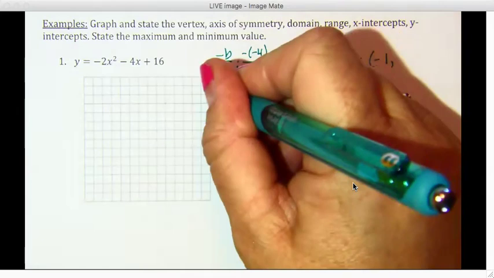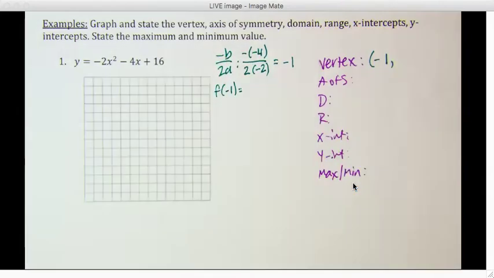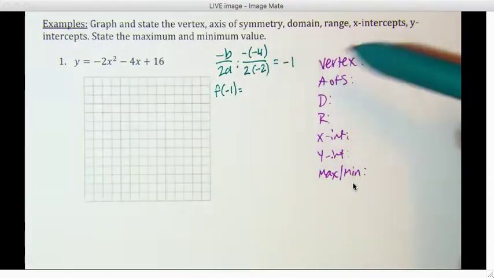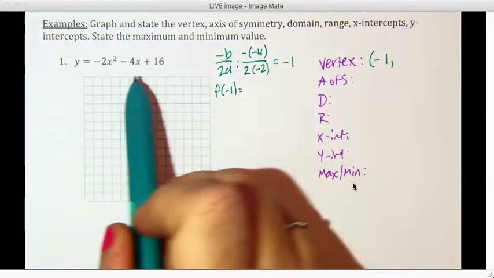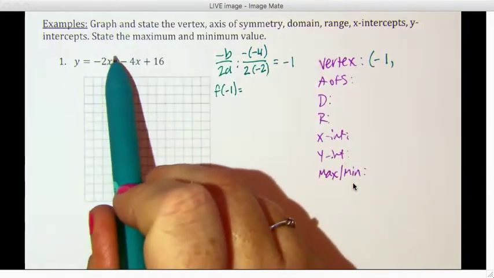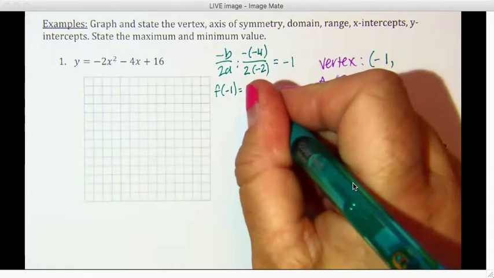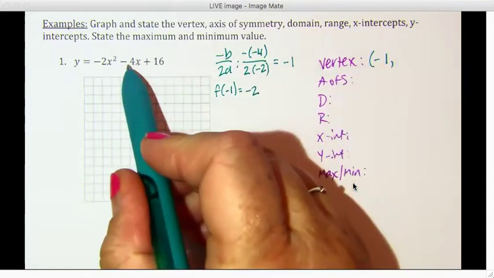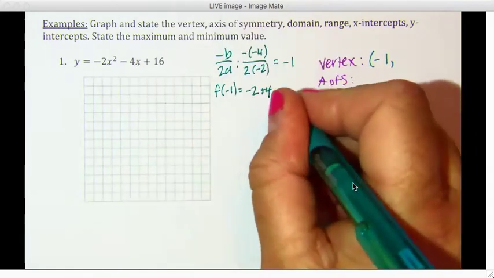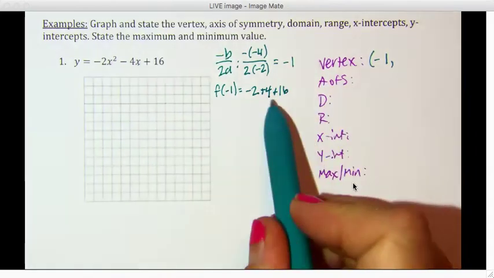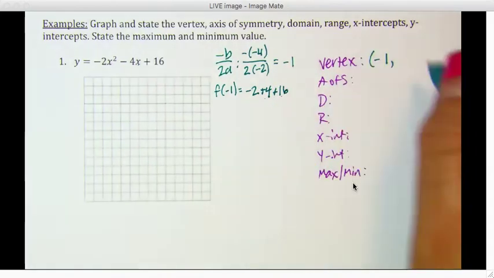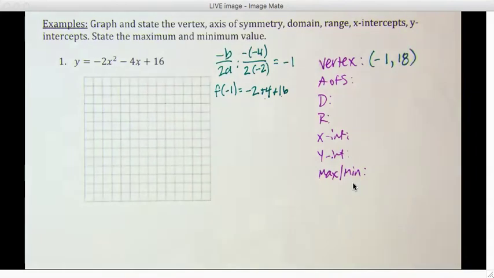And then I can plug that into the function to find the matching y value. So plugging in negative 1 squared is 1. 1 times negative 2 is negative 2. Negative 1 times negative 4 is positive 4. And then plus 16. 4 plus 16 is 20, minus 2 is 18. So my vertex is way up there.